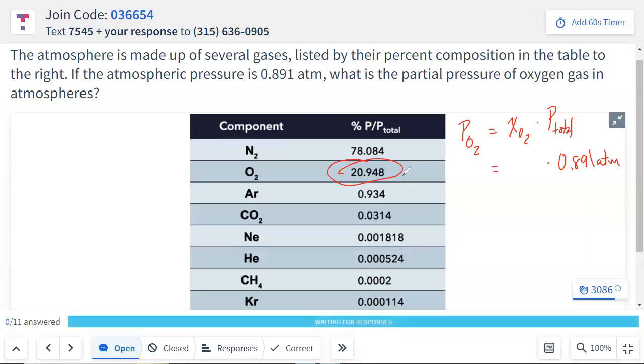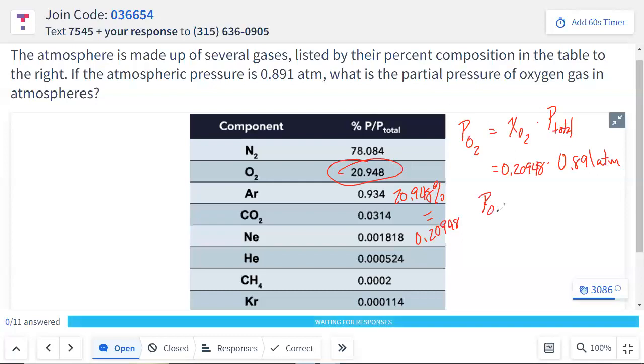Now, 20.948% is equal to, from a fractional standpoint, 0.20948. And that is the value we would put in for the mole fraction. Basically, if we have percentages, we just take off the percentage aspect, we divide by 100. If we already have it in decimal form, then we just plug it in as its decimal form. So 0.20948 is the value there.